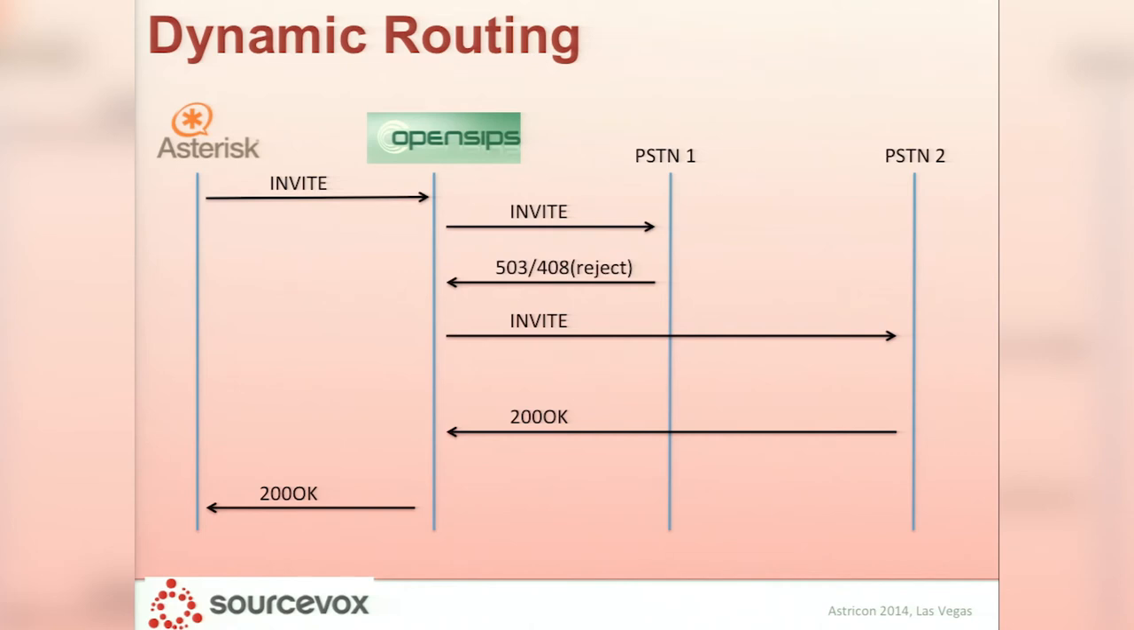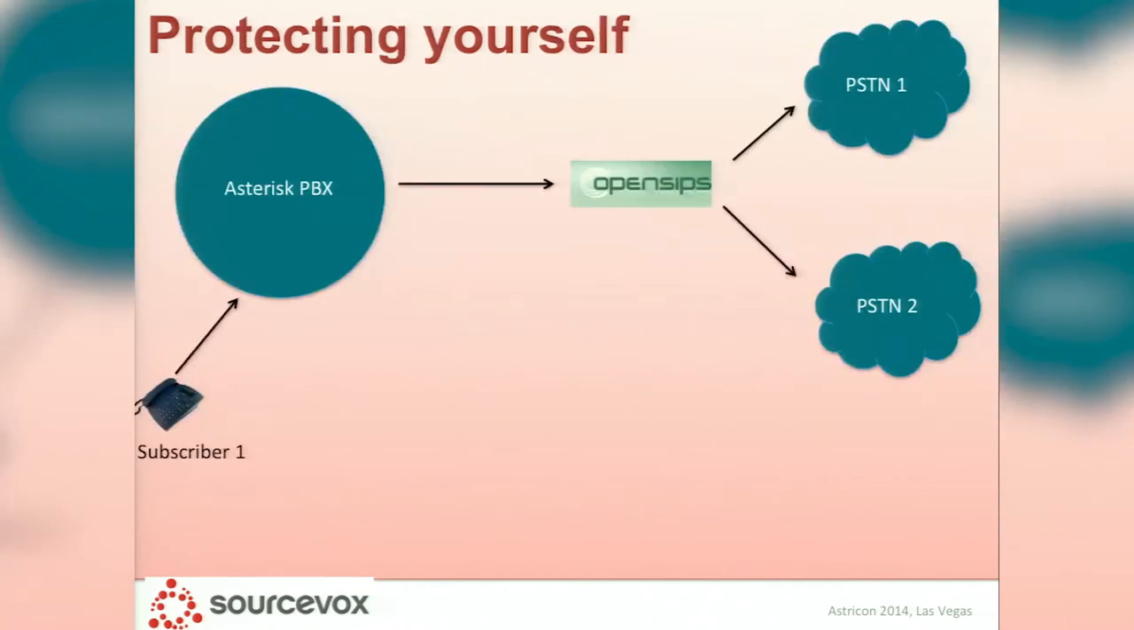Okay, so we have our scenario. OpenSIPS is there, sending the calls to the carriers, but now we have a security issue that we need to address. When OpenSIPS acts as a proxy, as I said earlier, OpenSIPS will put headers into the SIP message. So as the call goes between Asterisk, OpenSIPS, and PSTN1, there will be headers injected by OpenSIPS to tell PSTN1 to send the 200 OKs and any subsequent requests back through the OpenSIPS box.